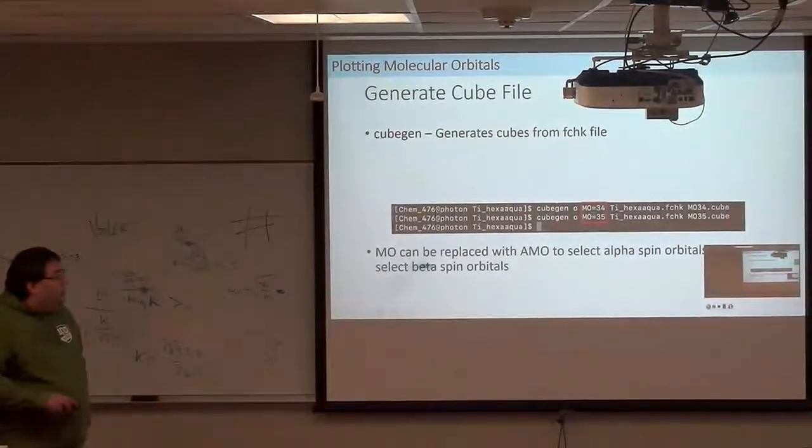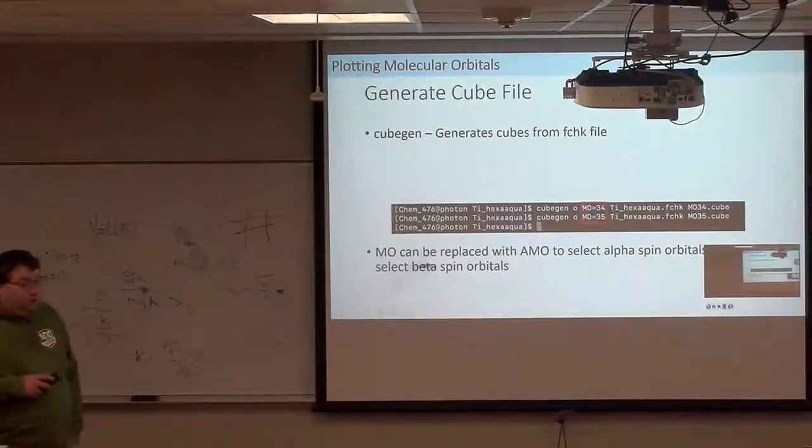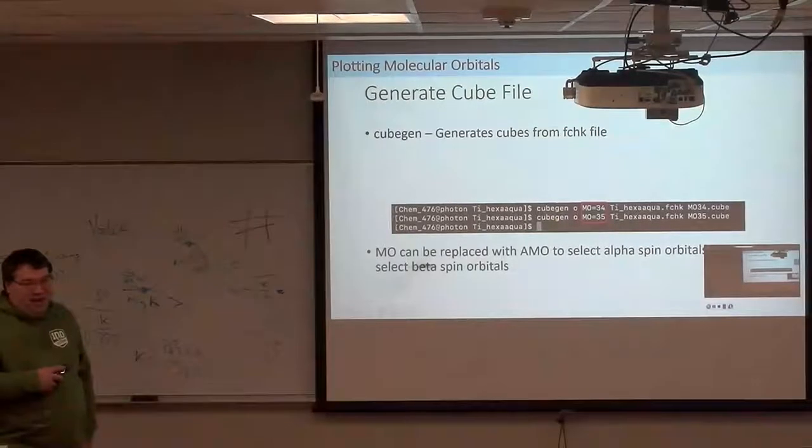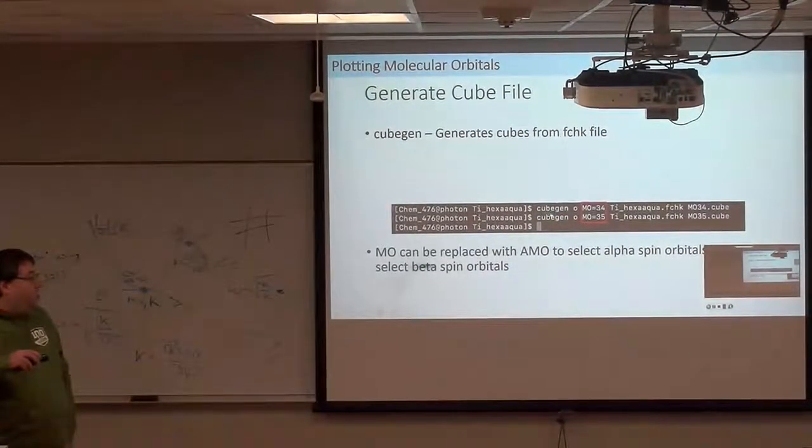So then you need to generate a cube file from the formatted checkpoint file. And we do that with the CubeGen command. So if you notice here, I made files for the HOMO and the HOMO -1 orbitals. And you type CubeGen, the O, then your molecular orbital number, the formatted checkpoint file, and your output file.